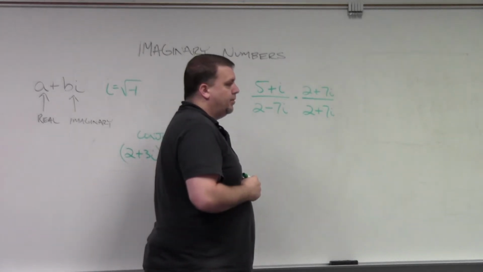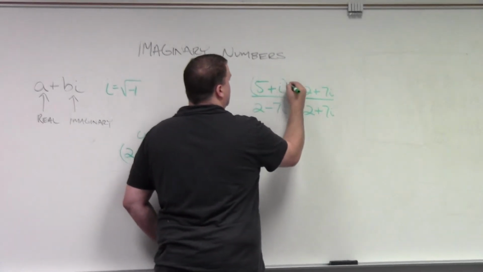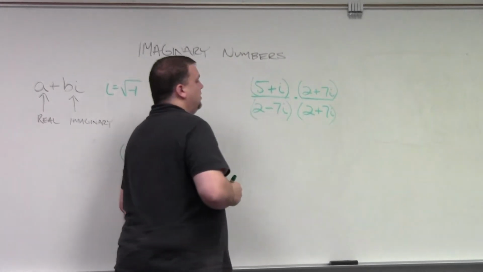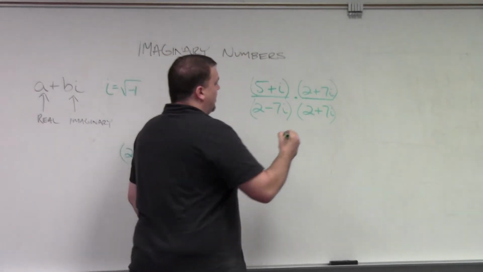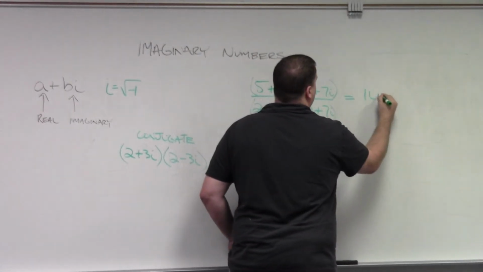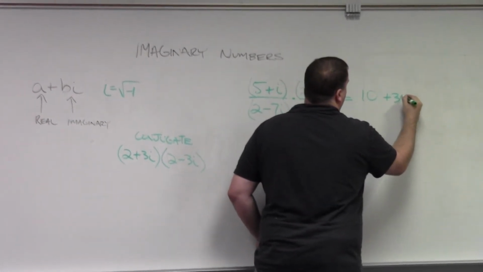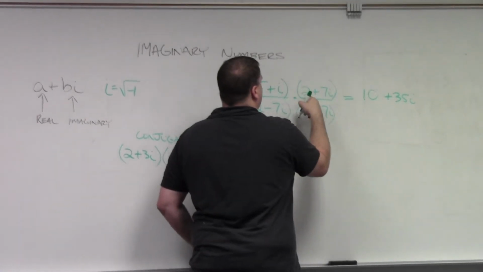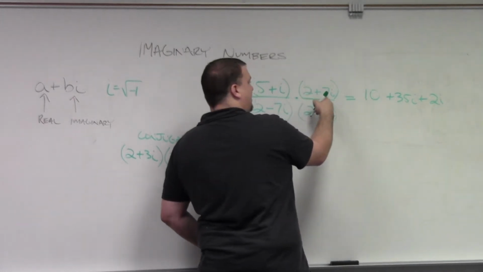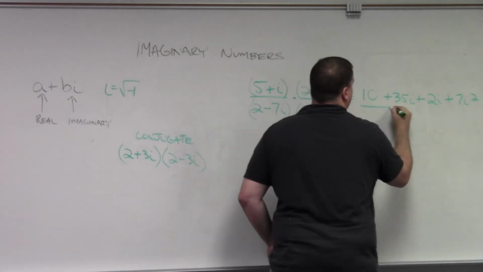Well, this looks like it's going to be a whole lot of FOILing. I have 2 pieces times 2 pieces on the top, and 2 pieces times 2 pieces on the bottom. So if I FOIL the top, 5 times 2 is 10. 5 times 7i, 35i. i times 2, 2i. And then i times 7i, 7i squared.